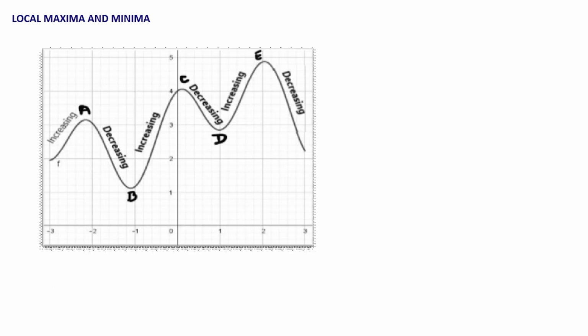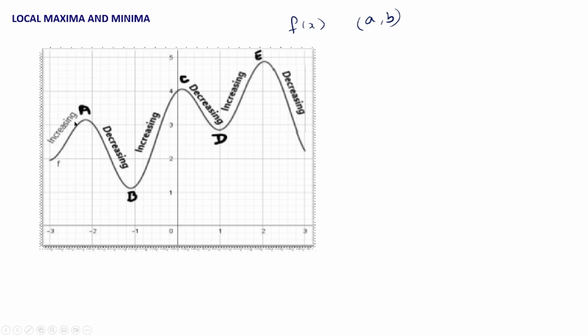Now let us continue with the next topic, which is local maxima and local minima. Say for example, we have a continuous function f of x which is defined on the open interval (a, b). Say this is the function given by f of x. Here we can see that it is increasing up to point A and then it starts decreasing. Again it is increasing, then starts decreasing, again it is increasing and then starts decreasing.